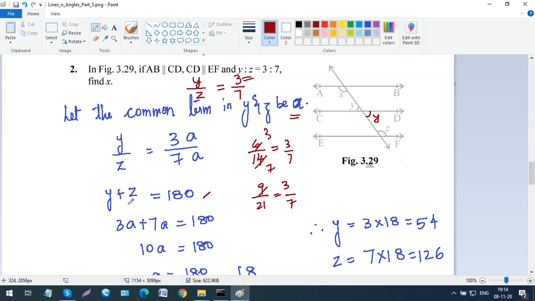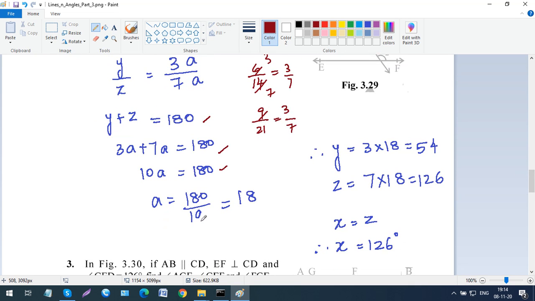So y is 3a we have taken, and z is 7a. We will not take 3 and 7, we will take 3a and 7a. Okay, so that gives you 180. So 3a plus 7a is 10a, which equals 180, or you get a equals 180 by 10. The zeros get cancelled and you simply get 18.